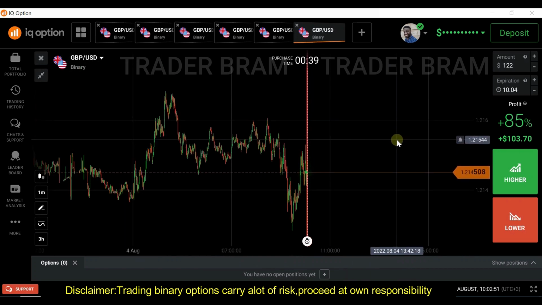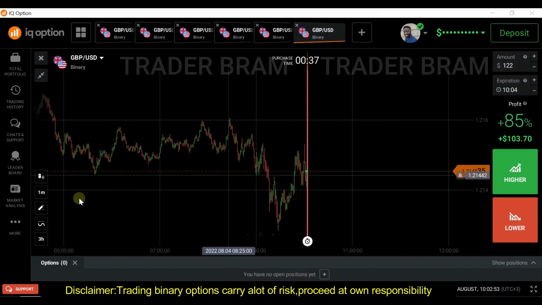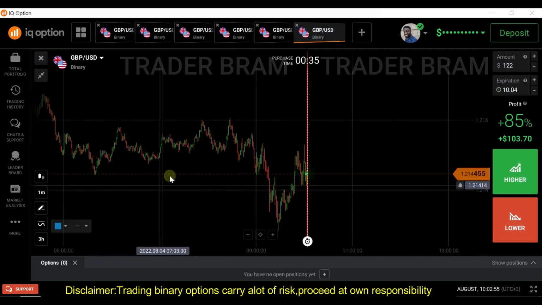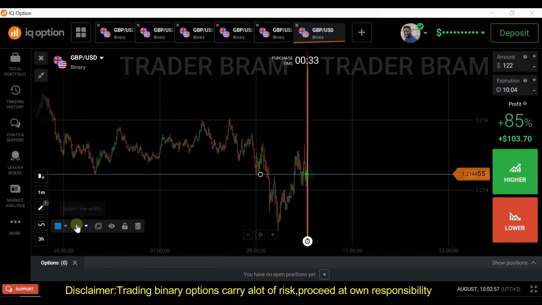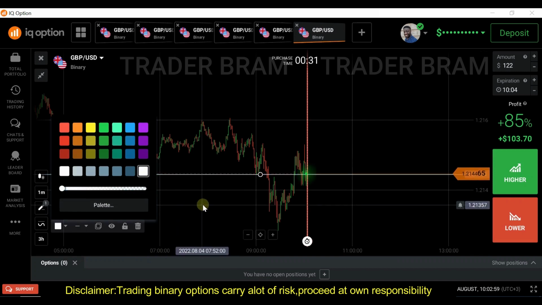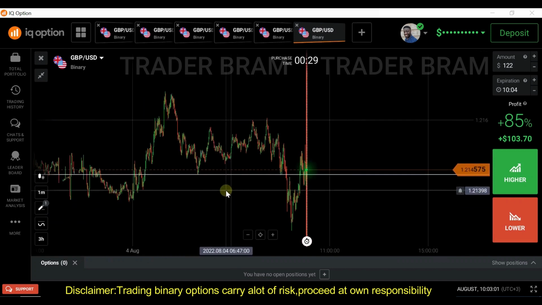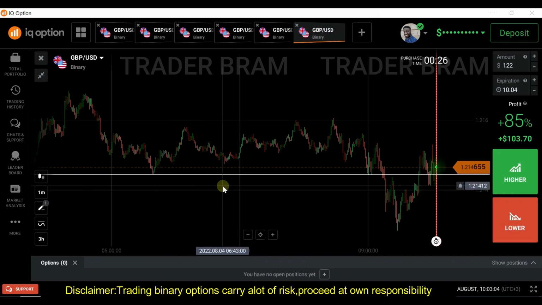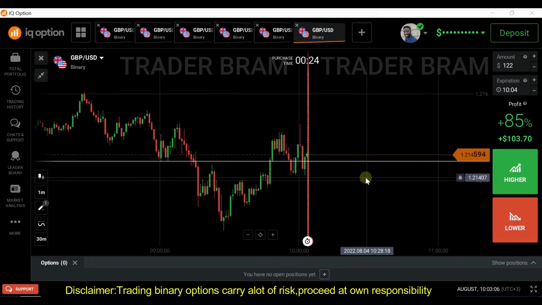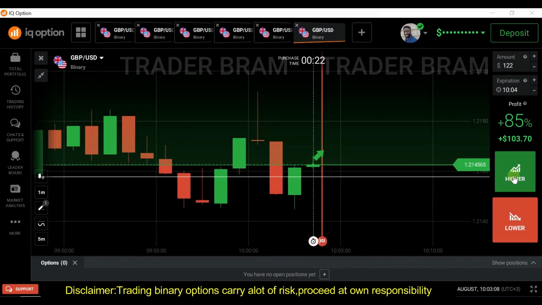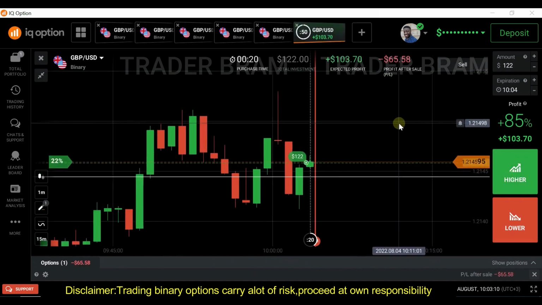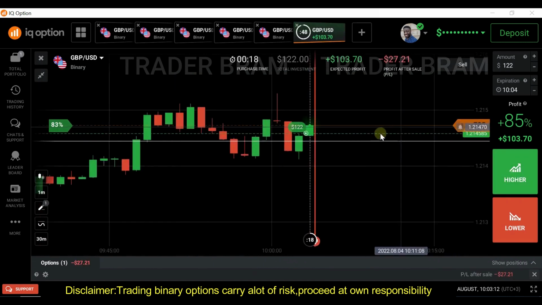So in this video we're going to trade with the strategy of support and resistance levels. I can see a level of support and resistance here that is being tested. This area acted as a support level, and it has been broken. We expect it to act as a support level, push the market up.